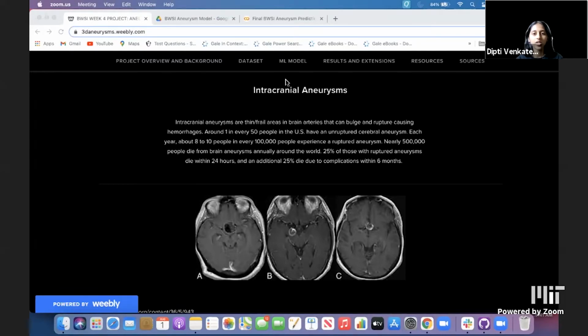25% of those with ruptured aneurysms die within 24 hours, and an additional 25% die due to complications within 6 months. With these statistics in mind, we feel that our model will be an effective tool to assist physicians in diagnosis of cerebral aneurysms in order to hopefully save lives.